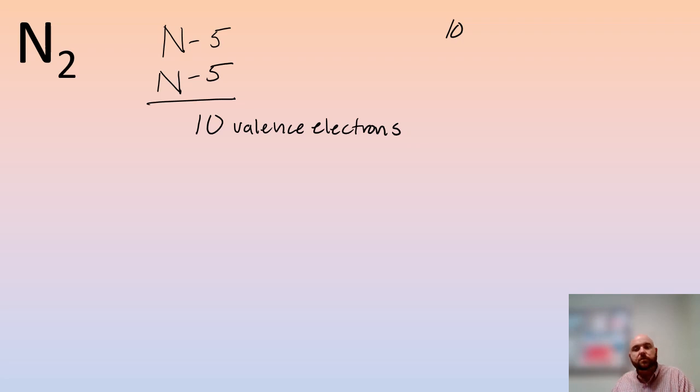valence electrons. We move on to the second step, in which we pick a central atom and then connect our atoms to the central atom via single bonds.